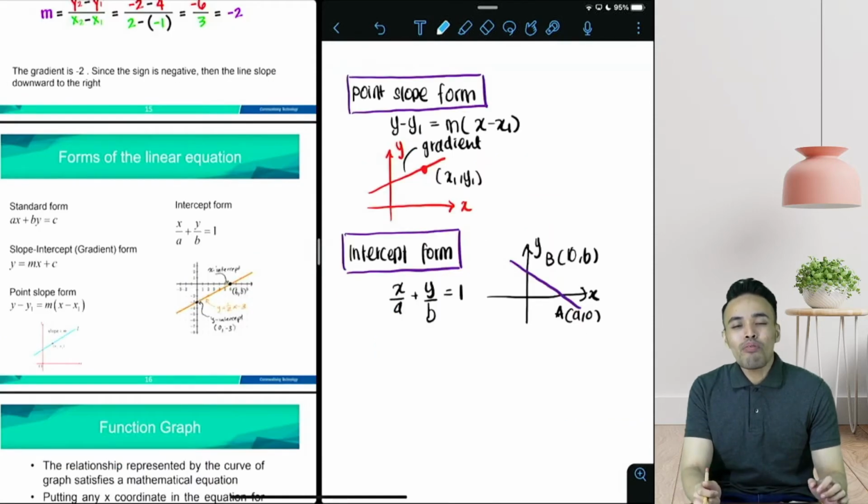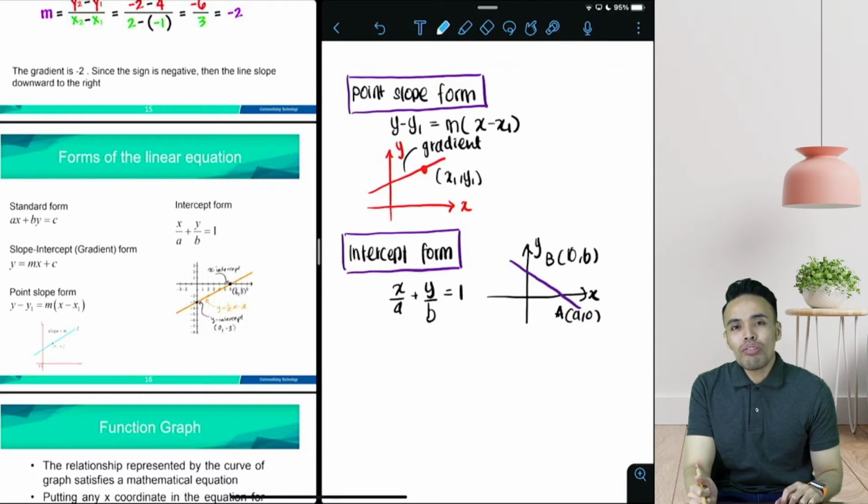Other than using gradient form to form a linear equation, you can use point-slope form or intercept form to construct the equation of a straight line. For point-slope form, you should be able to determine the gradient of the straight line, and right after that, find a point that lies on the line in order to use the formula, which is y minus y1 is equal to m times x minus x1. The intercept form is quite straightforward.